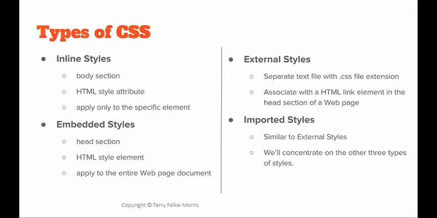External styles allow us to separate CSS from the HTML code. We create a separate text file with a .css file extension, and we place all of our CSS code into that file. We then link it to our HTML page using the link tag. Imported styles are similar to external styles, but they're the one type of style we'll pretty much gloss over for this course.